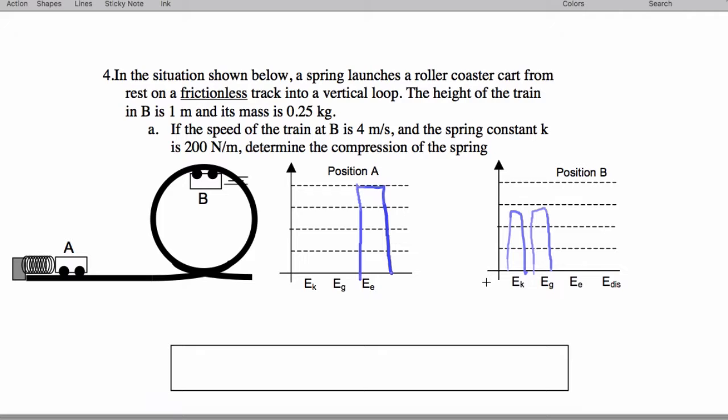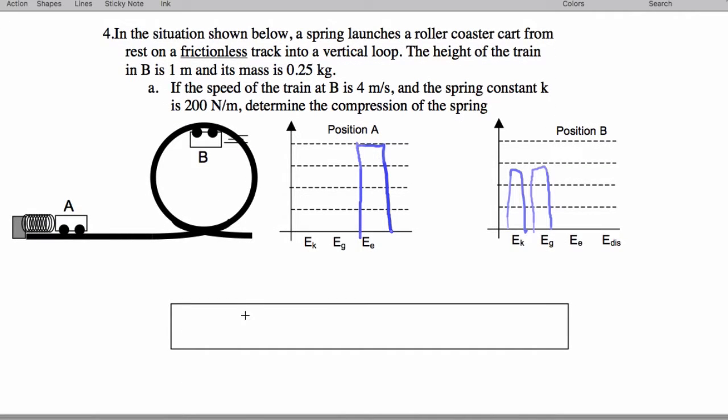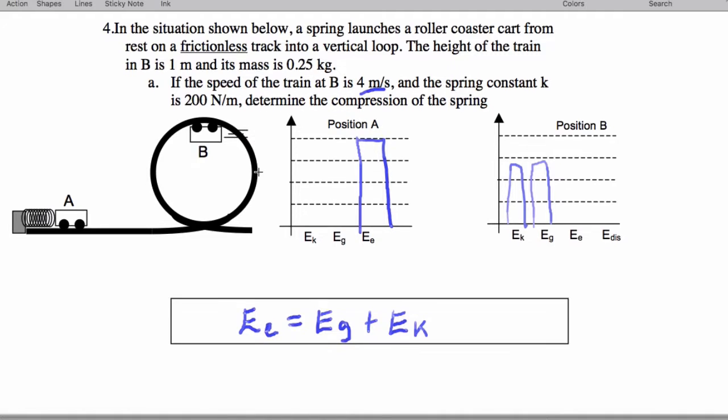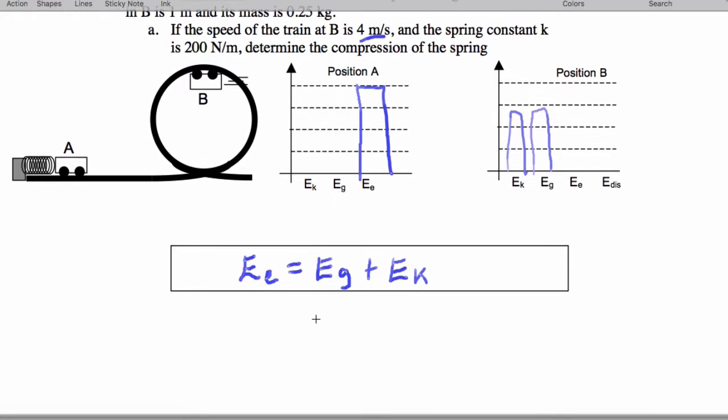So when we want to set up our equation to conserve energy, we'll have elastic energy equals gravitational energy plus kinetic energy. All right. If the speed of the train is 4 meters per second, and this is a spring constant, we want to know the compression x of the spring.